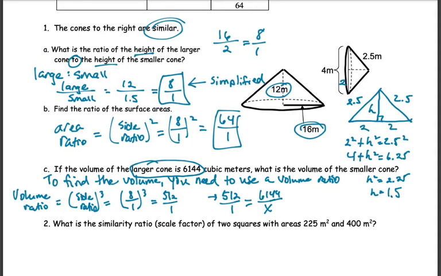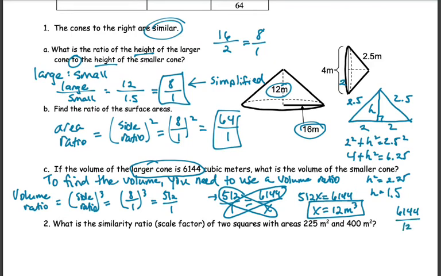Anytime you have a proportion, you have one fraction equal to one fraction, you can cross multiply. So that gives me 512x equals, these two cross multiplied gives me 6,144. Divide by 512 and you're going to get 12. And this is meters cubed. And that's the volume of the smaller one. If I type into my calculator 6,144 divided by 12, it should give me 512 because it simplifies to be that. All right, let's do another one.